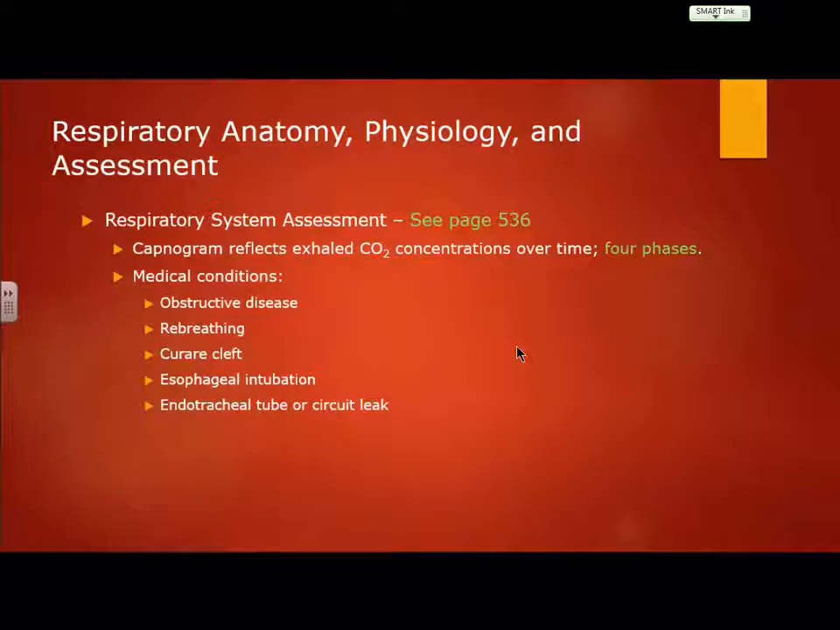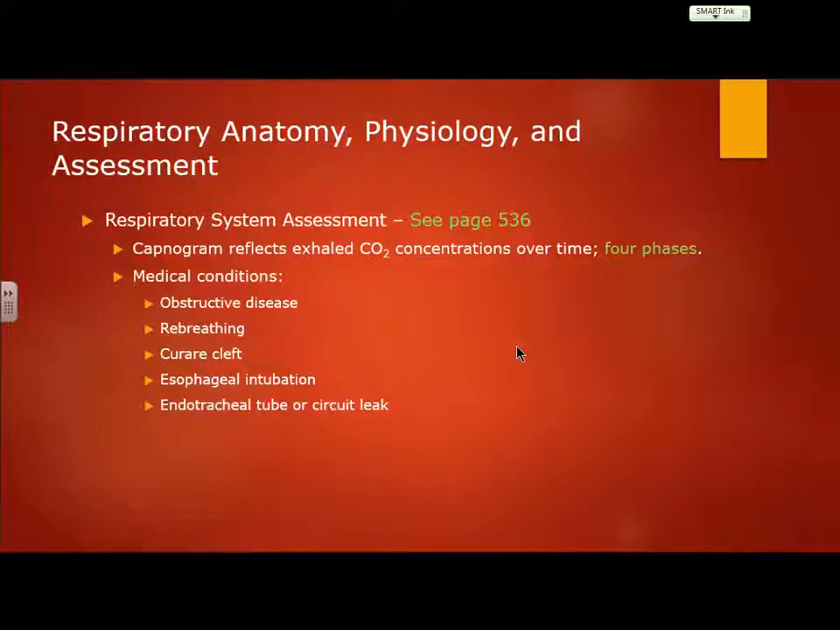So, your capnogram reflects exhaled CO2 concentration over four phases. What are some of the things that it gives us indications of, or that we're looking for? Obstructive diseases, asthma, emphysema, things like that. Rebreathing. What does that mean? Right. So you're breathing in CO2 instead of getting rid of it all. You're breathing back in some of that CO2.